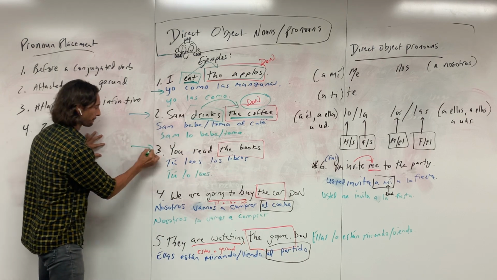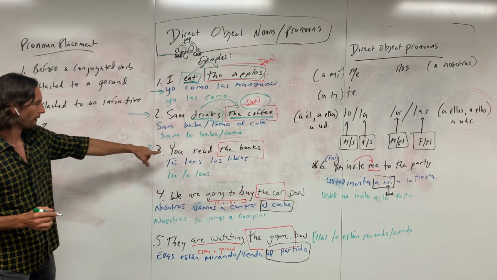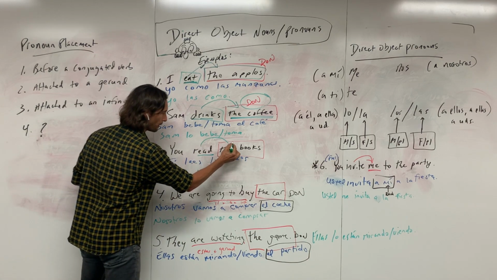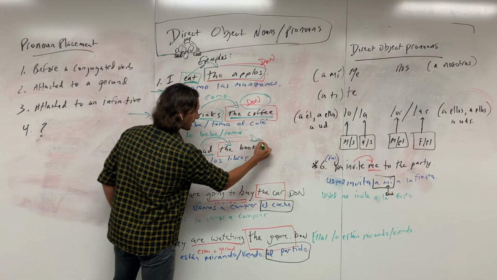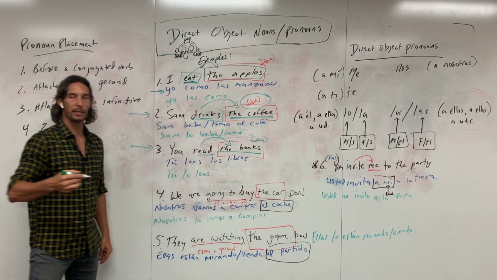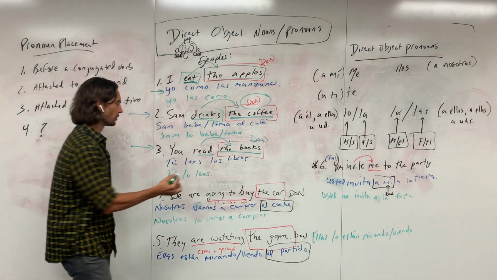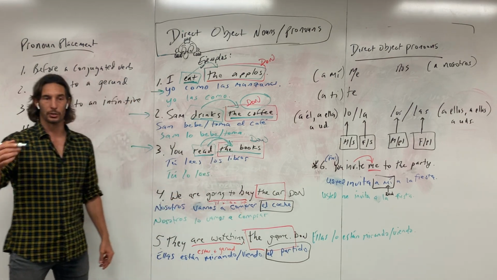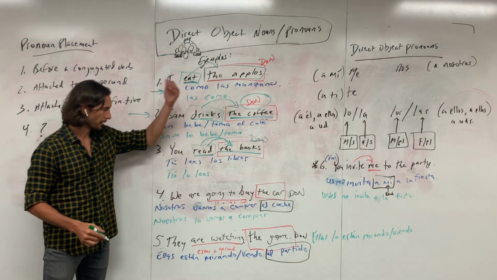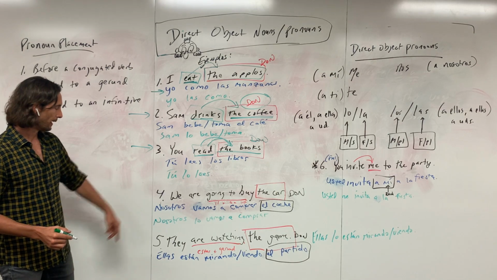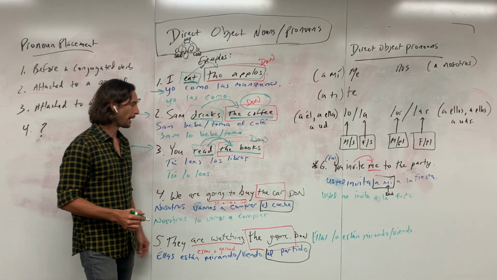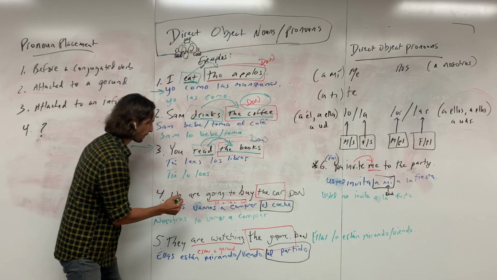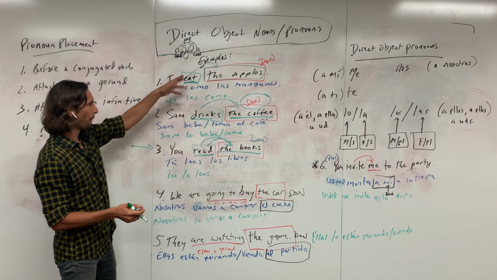So number 3 here we have you read the books. The books are the direct object noun because it is what is being read, right? And so here's our verb to read, and then what is being read are the books. So that gives us our direct object noun. And then number 4, we are going to buy the car. Now, I did this one on purpose because, as you can see, most of these are pretty basic.